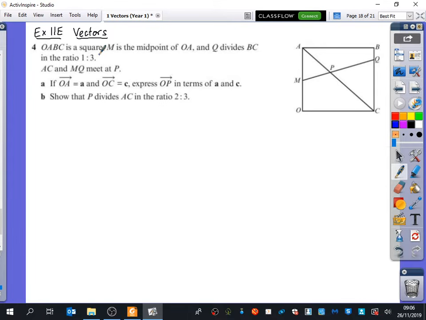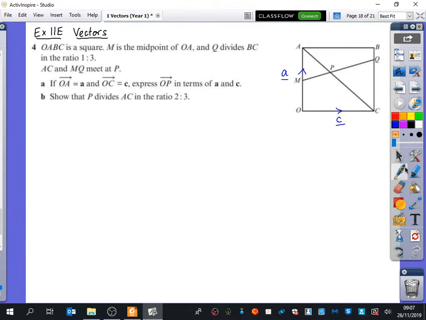It says OABC is a square. M is the midpoint of OA, which we can see now. We know that that's exactly halfway. And Q divides BC in the ratio 1 to 3. So that must be 1 to 3 like this. AC and MQ meet at P. OA is equal to A. So from here to here, that whole thing is A. And OC is equal to C. Express OP in terms of A and C.